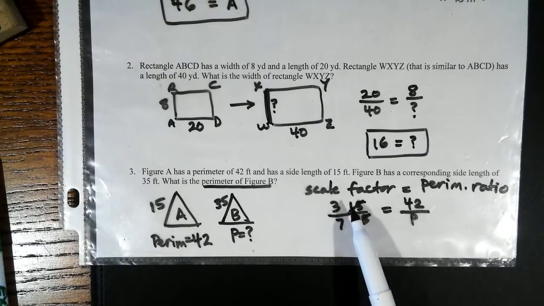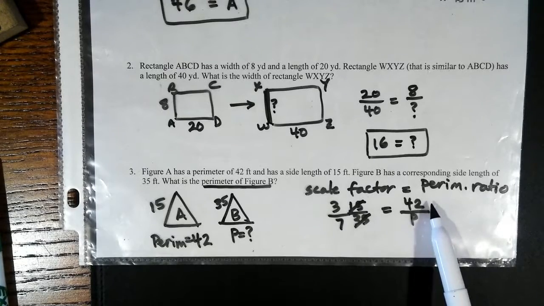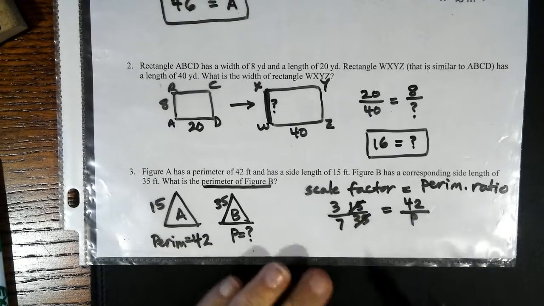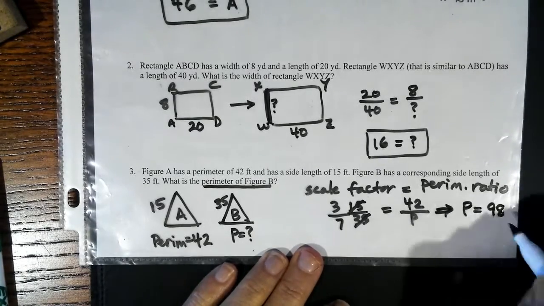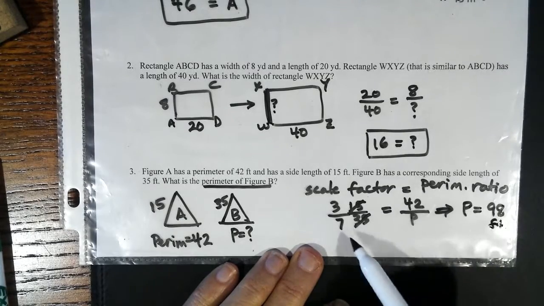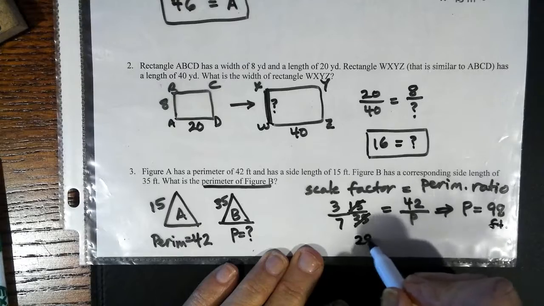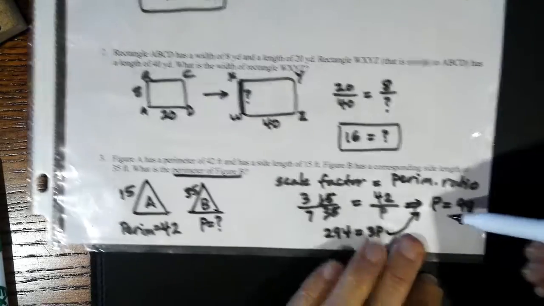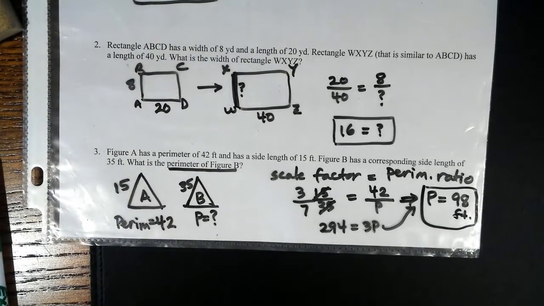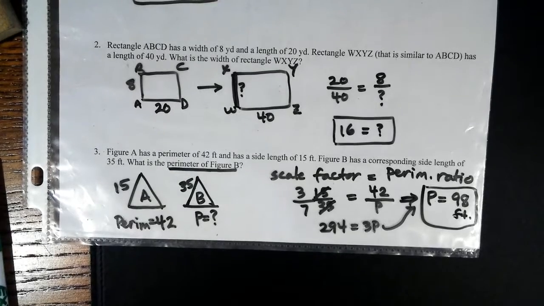And because I know numbers really well, I know 3 goes into 42 14 times. And so 7 times 14 gives me 98. Those are feet. But if you want to do it the long way, you could do 7 times 42 equals 3P, and you will get the same answer. So any questions? All right, again, unmute yourself or raise your hand if you need to. Does that make sense, where the ratio of the sides equals the ratio of the perimeters? Because all you're doing is adding them up.